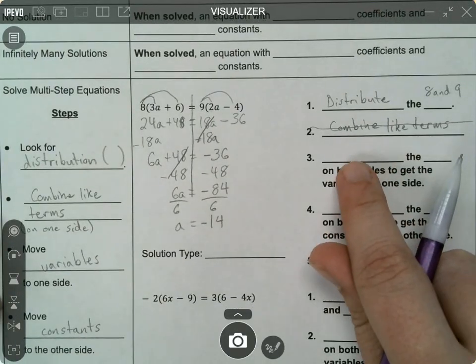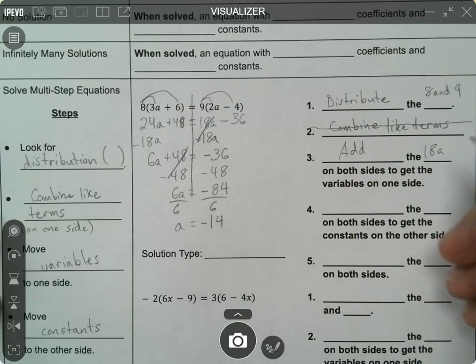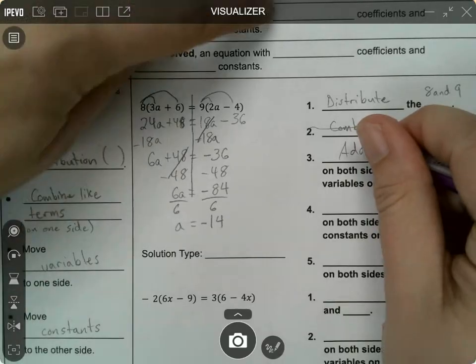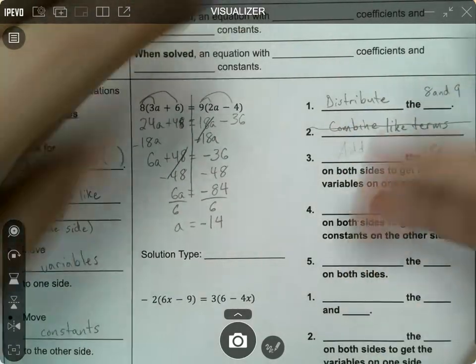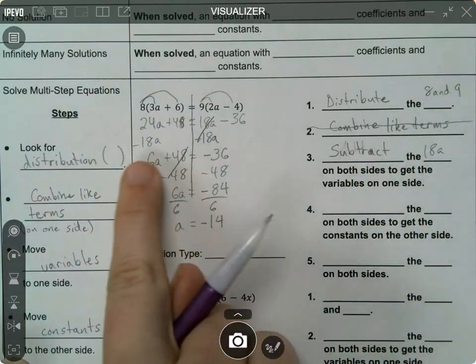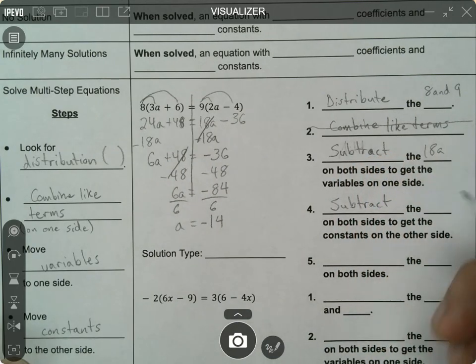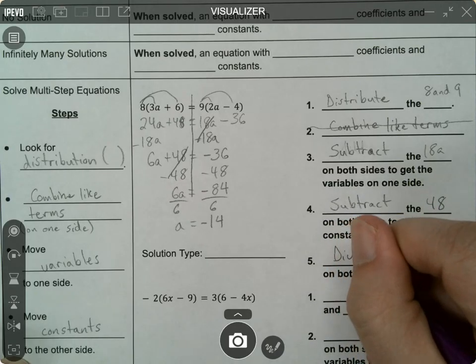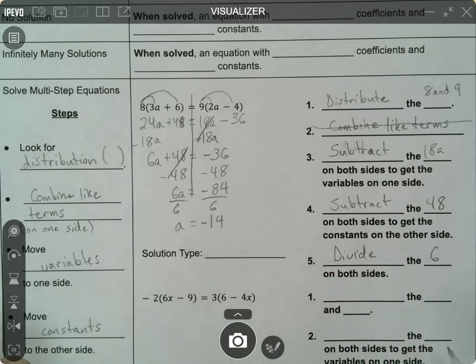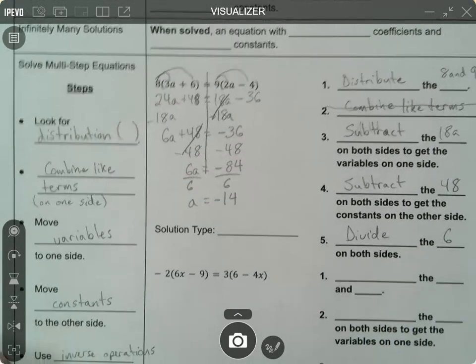What did we do? So we add the 18a. No, we didn't. We subtracted. Knew I was going to mess that up. After we subtracted the 18a, then we also subtracted the 48. And then divide by 6. Okay? It was easy, right? It's multi-step equations. Just a little bit more practice, right? Okay. Let's go to the next one.